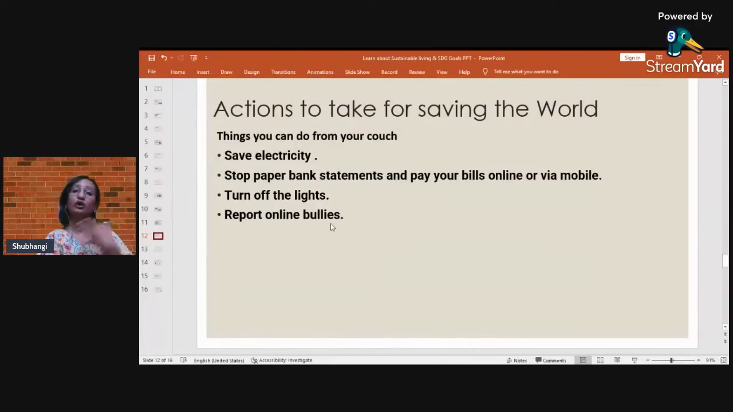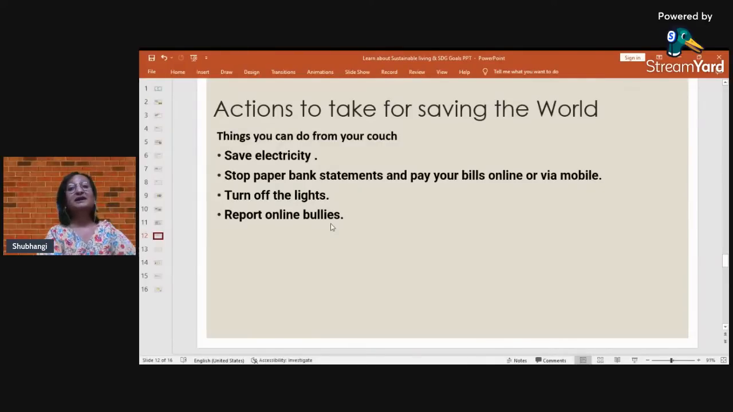As you know, we are all in the digitalization, and so many things are happening in our digital world. So if we encounter someone who has been bullied or someone who is bullying, we should start taking action on it, because this is also a very important point among the SDG goals.